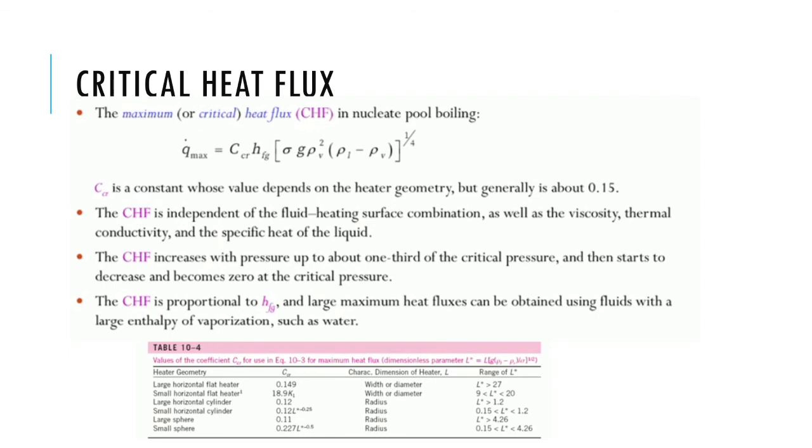Large maximum heat fluxes can be obtained using fluids with a large enthalpy of vaporization such as water. Here we have values of coefficient C CR, a constant whose value depends on heating geometry, in this table for various shapes and sizes.